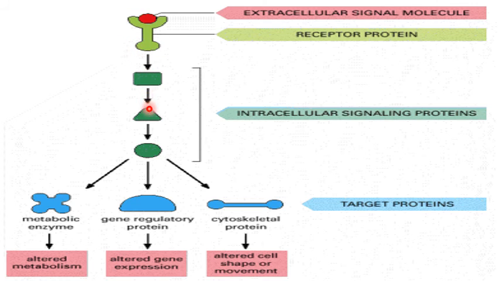and it activates a series of signaling proteins. Here you can see a series of signaling proteins being activated, and depending upon the series of signaling proteins, different types of actions are carried out by this cell. Like if it is a metabolic enzyme, then altered metabolism, altered gene expression, and cytoskeleton protein means altered cell shape or movement altogether takes place if there is a series of signaling proteins involved in the process.